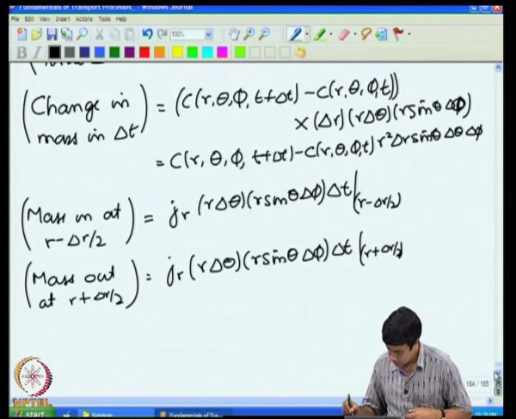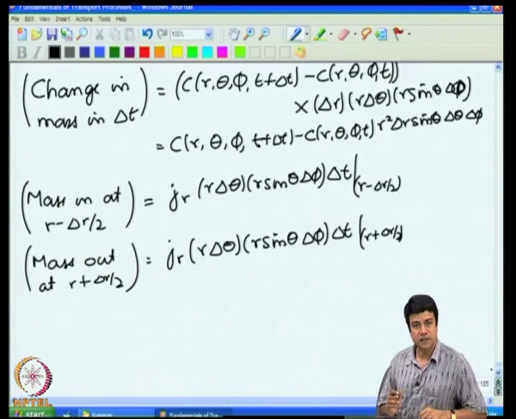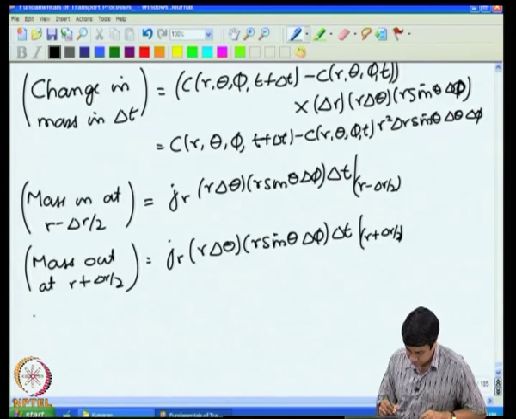Similarly, I have two surfaces in the theta direction. Theta minus delta theta by 2.